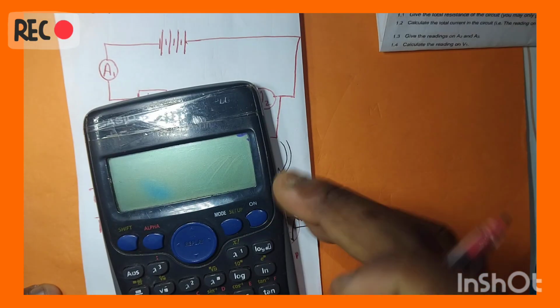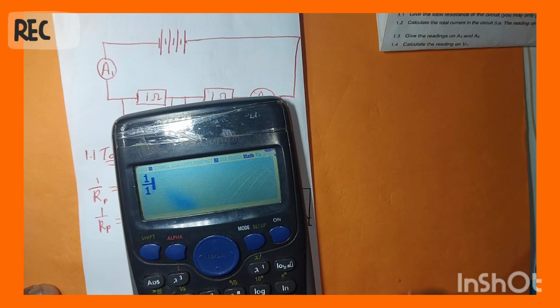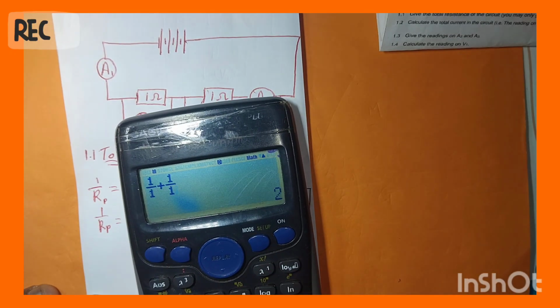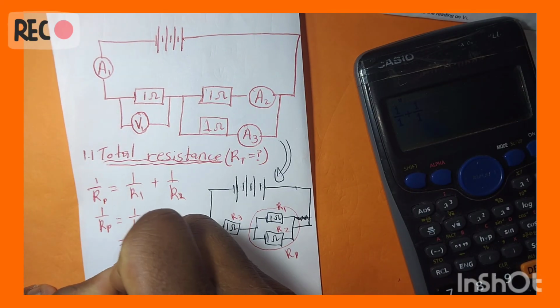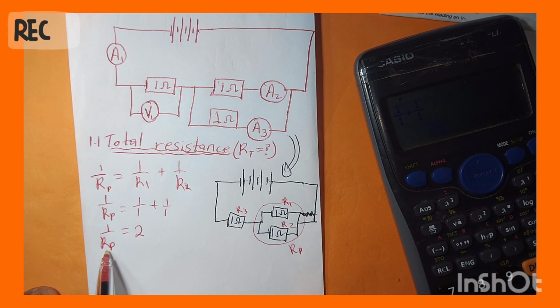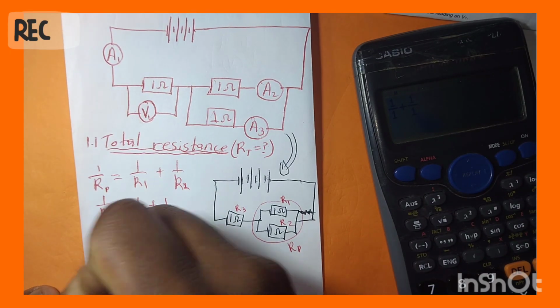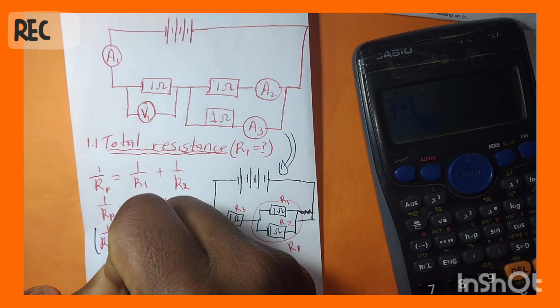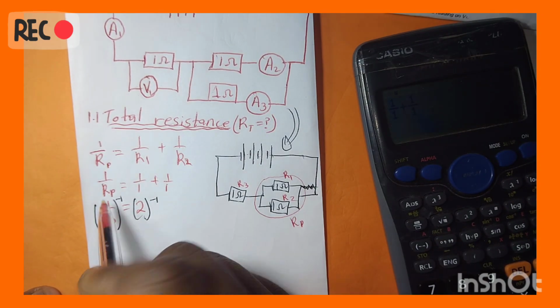So what I will do is press this on my calculator, which is 1 over 1 plus 1 over 1. So I got 2, as you can see. It simply says that 1 over RP is 2. But guys, here you are solving for RP, meaning you should make RP alone. We should remove that 1 over. For you to remove that, you can take -1 both sides. By you taking -1, that will get removed.